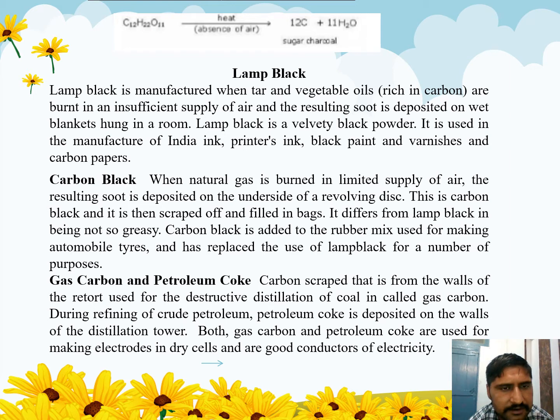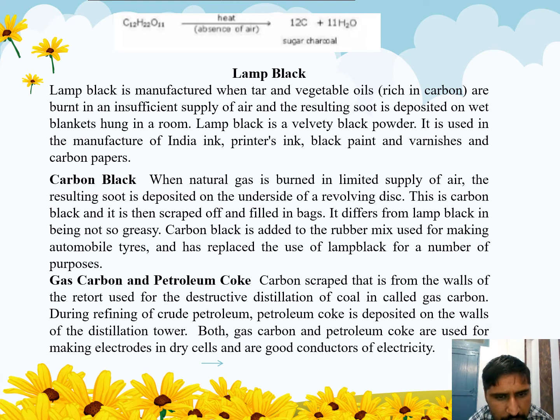Another is lamp black. It is another amorphous form of carbon, manufactured when air and vegetable oil are burned in an insufficient supply of air, and the resulting soot is deposited on a wet blanket hung in the room. Lamp black is a velvety black powder. It is used in the manufacture of inks, printer's inks, black paints, varnishes, and carbon paper.